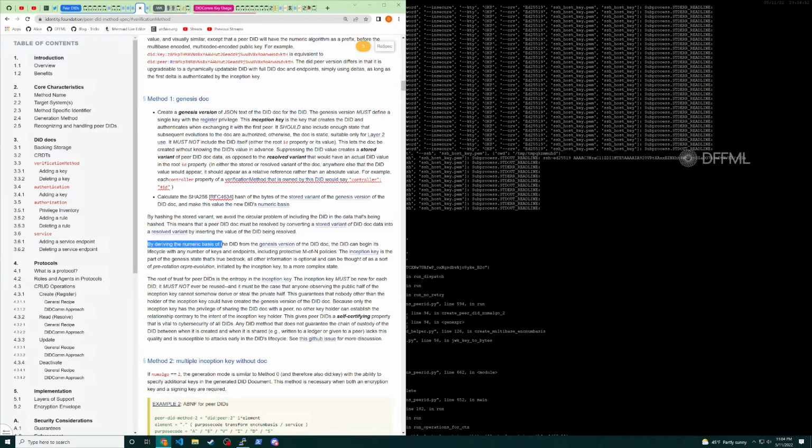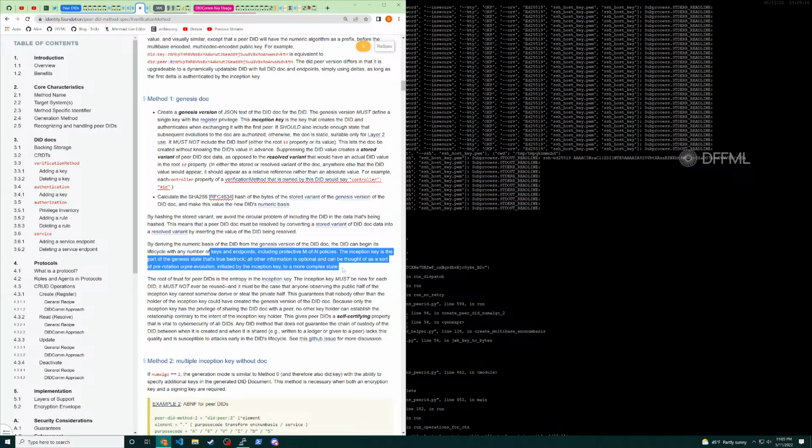By deriving the numeric basis of the DID from the Genesis version of the DID doc, the DID can begin its lifecycle with any number of keys and endpoints. Using protective M of N policies, the inception key is the part of the Genesis state that's true bedrock. All other information is optional, and can be thought of as a sort of pre-rotation or pre-evolution, initiated by the inception key, to a more complex state.